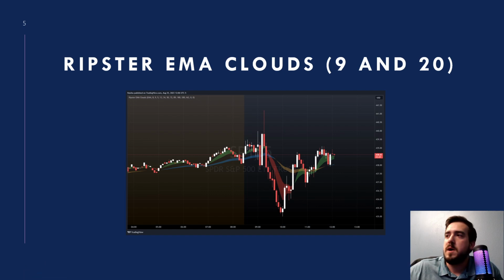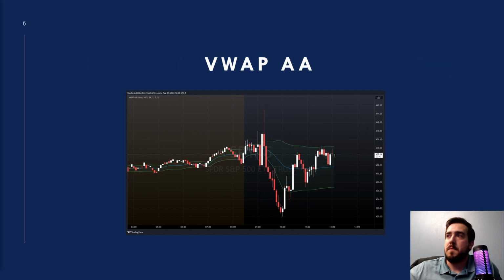But moving forward, another one kind of on the same aspect of the EMA clouds is VWAP. Like I said earlier, VWAP is for the volume weighted average price. So this is basically just a moving average throughout the day of where the volume is at. And so the green lines can be useful, but for the most part, I only use this blue line in the middle. It just kind of lets me know where we're at for the day.